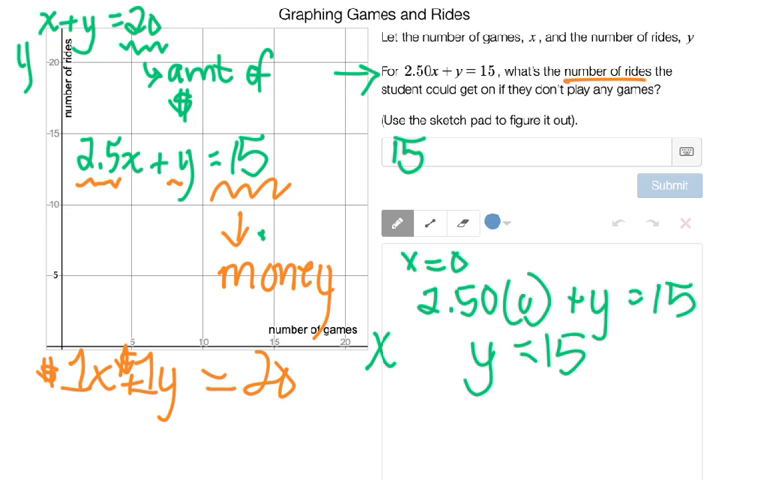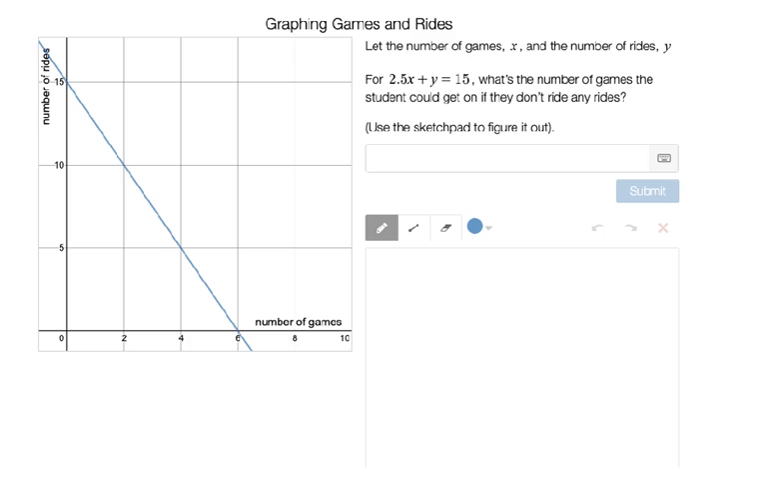Wow, that's cool. All right, so now let's go to the next slide. So now take a look. They drew the line in for us. And the line now shows that I started at 15 when x is 0. So this is when x is 0, I started at 15. All right, well, that makes sense, right? So now it says, what's the number of games I could play if I don't ride any rides?